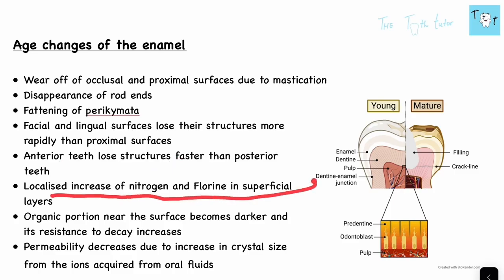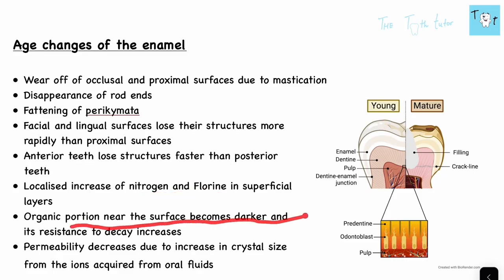Localized increase of nitrogen and fluorine in the superficial layers. As we age, the content of nitrogen and fluorine will increase in the superficial layers. Organic portion near the surface becomes darker and its resistance to decay increases. So you may have heard that enamel becomes harder as we age. It does not become harder, but its resistance to decay increases because the organic portion becomes more resistant to bacteria and everything surrounding it.